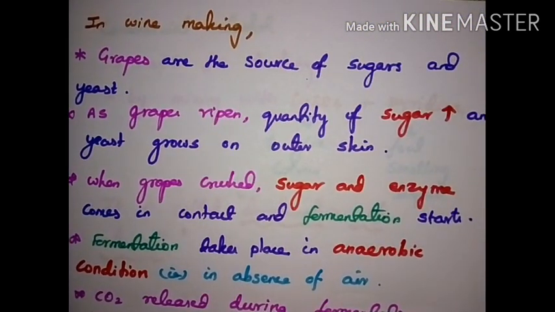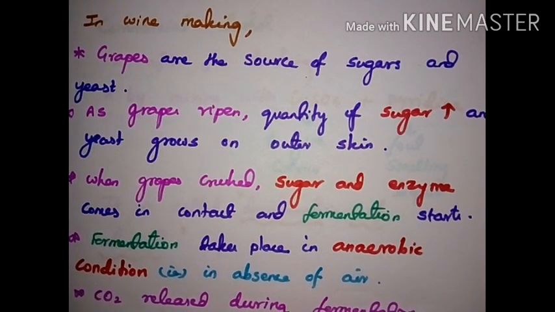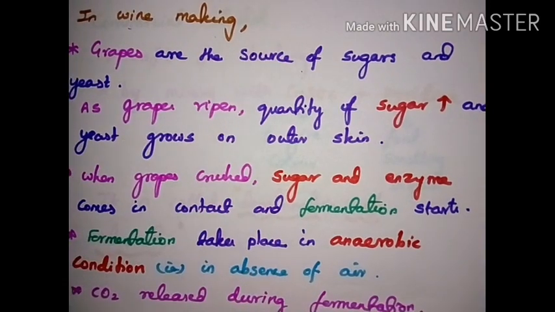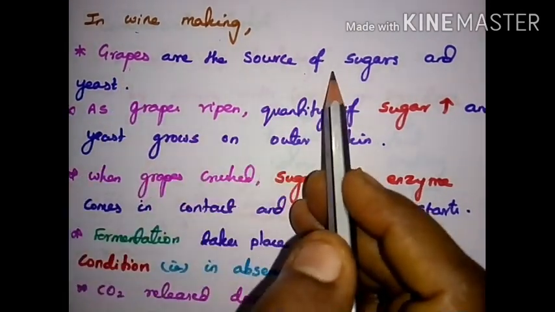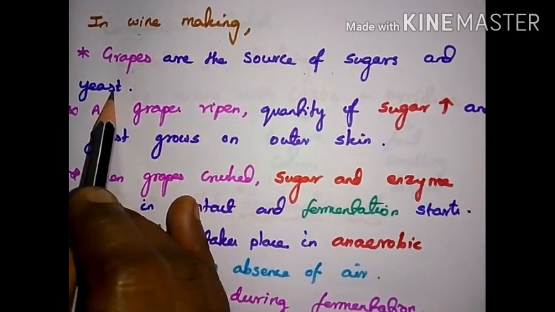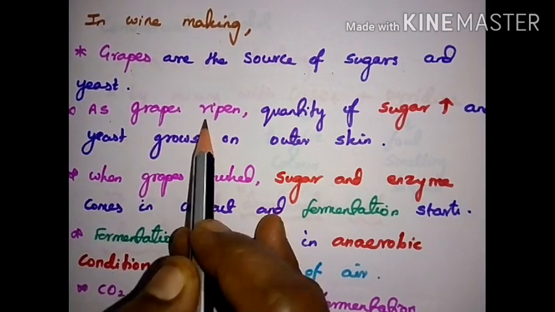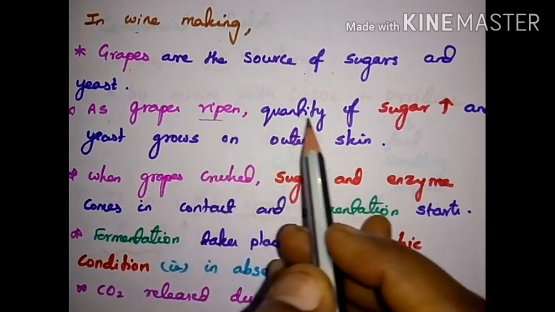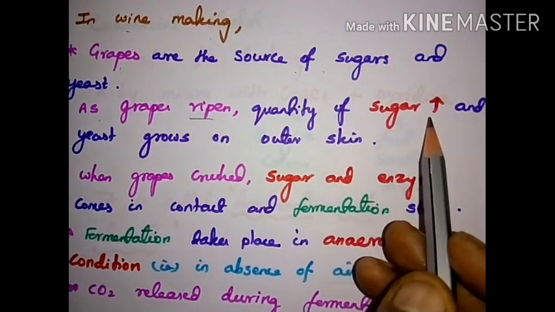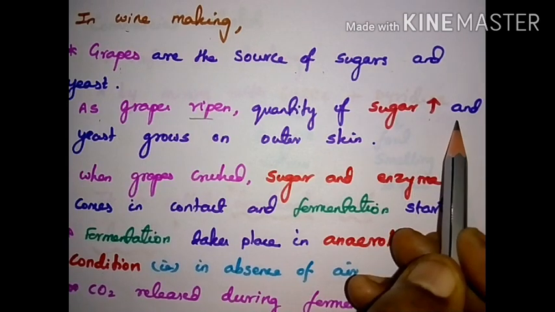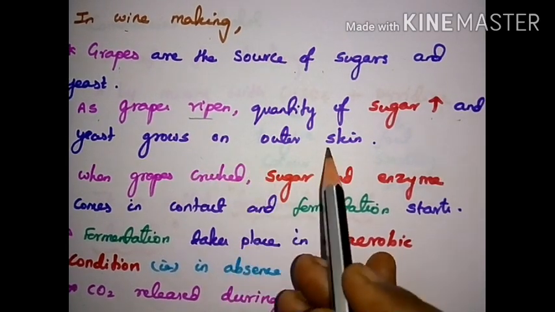Now, what are the applications? It is used in wine making. Ethanol is used in making wines. Grapes are the source of sugars and yeast. Mainly it is obtained from grapes, no? When the grapes ripen, what happens? The quantity of sugar increases and the yeast grows on the outer skin.